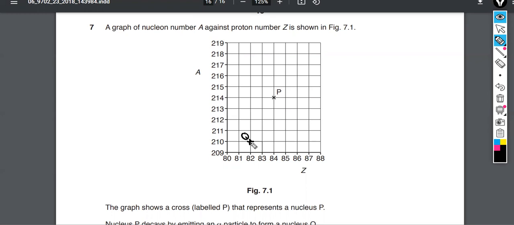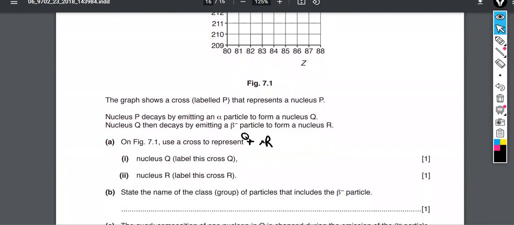And then beta minus decay, you may recall, is when we change one of the neutrons into a proton. So with beta minus decay, we effectively move up on the periodic table. We're not changing the nucleon number because we're just swapping a neutron for a proton. So the proton number increases, and this cross right here is the one that we label R. So pretty straightforward once we understand the reactions there.